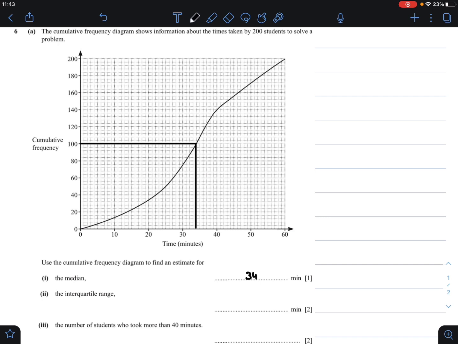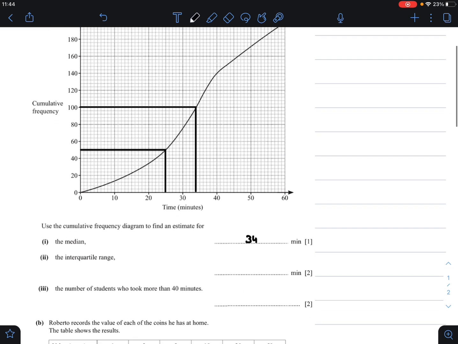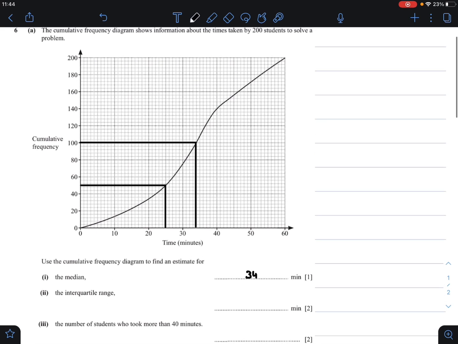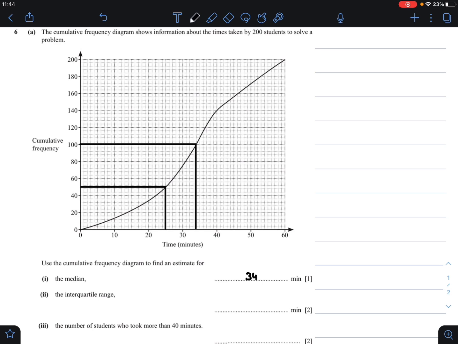For the interquartile range we need two values, that is the upper quartile and the lower quartile. So for the lower quartile all you need to do is simply divide the cumulative frequency total by 4. So in this case 200 divided by 4 is 50. So 50 on the cumulative frequency axis, that is the y-axis, comes right here. So you draw a horizontal line till it intersects the cumulative frequency diagram, and you drop a perpendicular line where it intersects the diagram, and you see where this line intersects the x-axis. So that intersects the x-axis at exactly 25. So that will be the lower quartile.